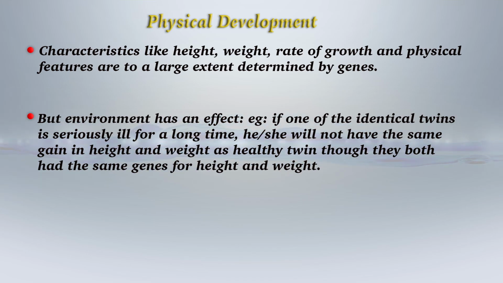So over here we would be able to identify the environmental factor, because actually both have the same genes for height and weight. But if one of the twins who has been unwell doesn't achieve the same height, we can now see the role of the environmental factor. So even though all of these physical features, or what tendency for height and weight we have, is given as a part of our genes, environment plays a lot of role in helping us to attain our potential or not helping us to attain our potential, depending upon the type of environment that we have.